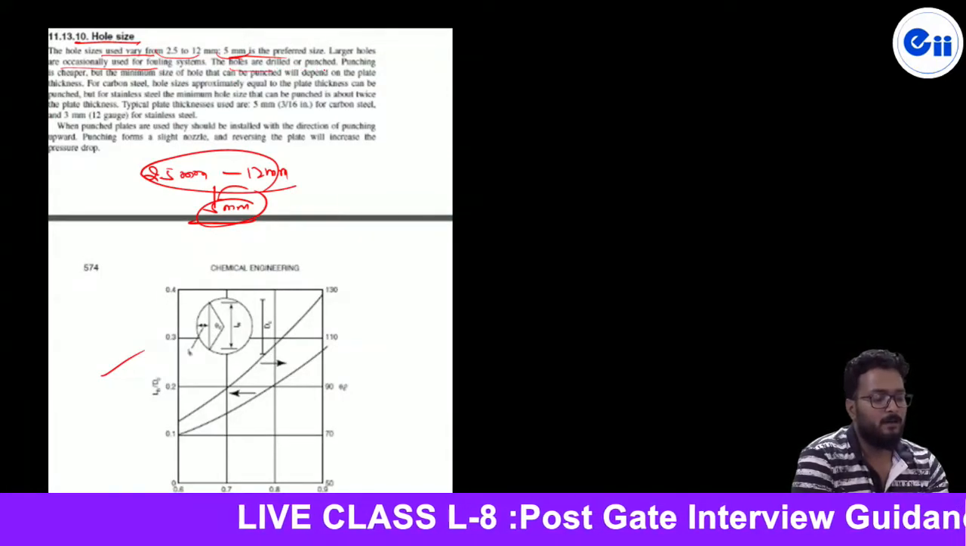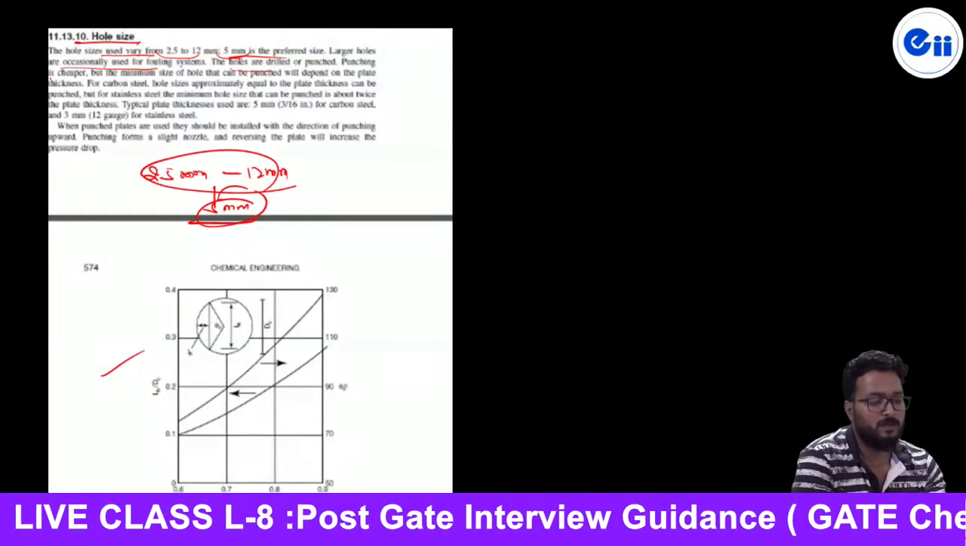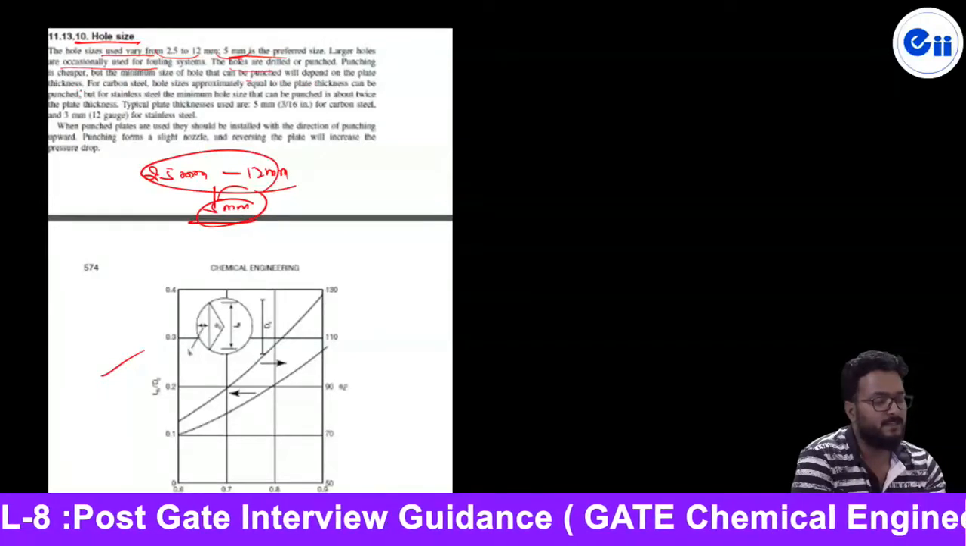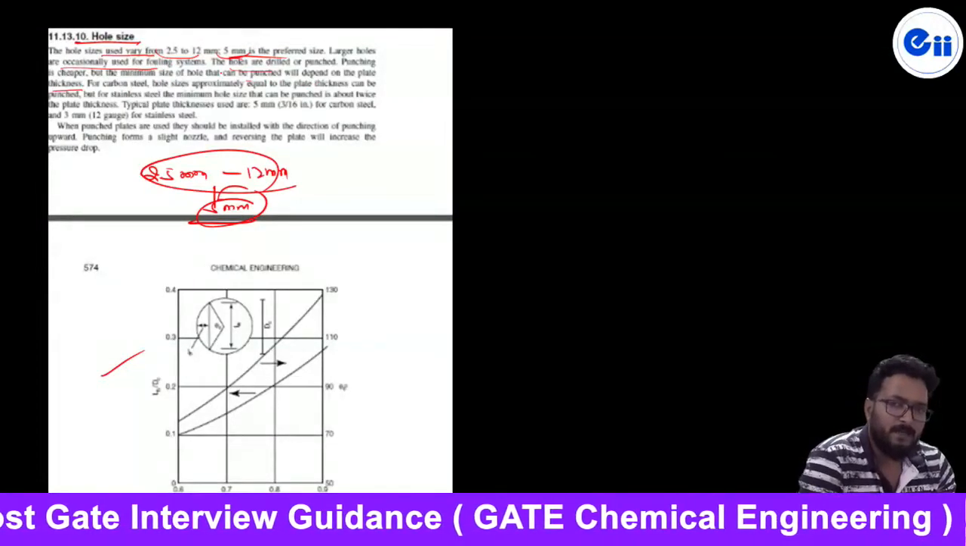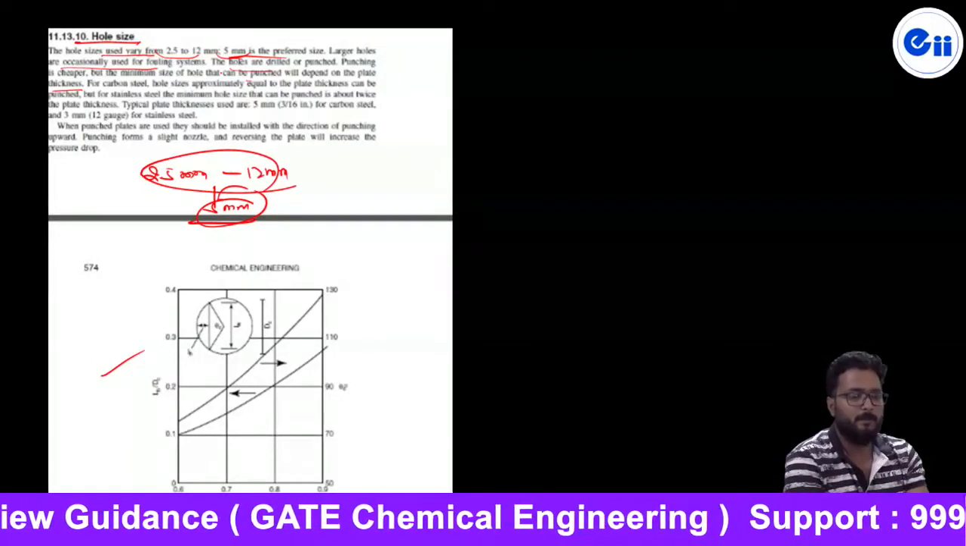Holes are drilled or punched; we drill holes, we punch holes. Punching is cheaper as compared to drilling, but the minimum size of the hole that can be punched will depend upon the plate thickness. And the thickness also will depend, that punching is a part of mechanical engineering. We should not be bothered about that.